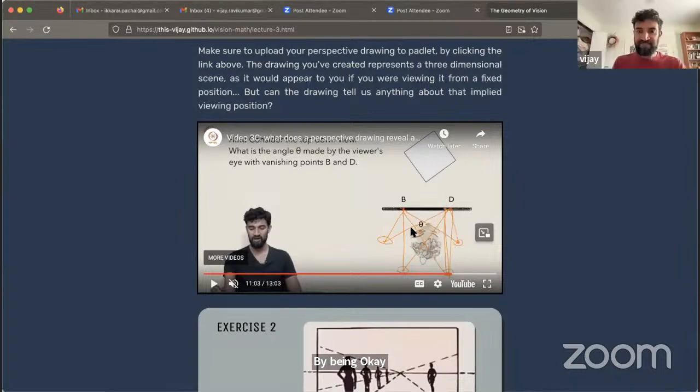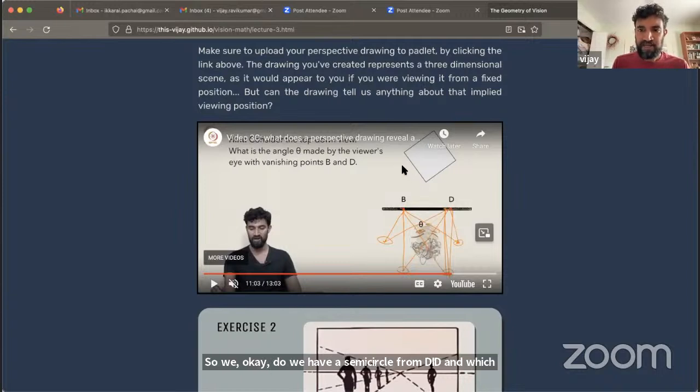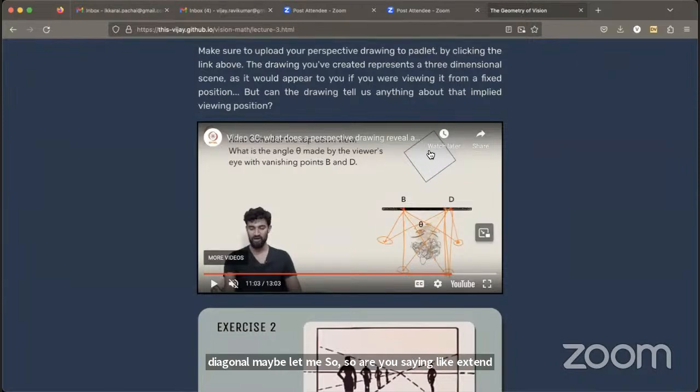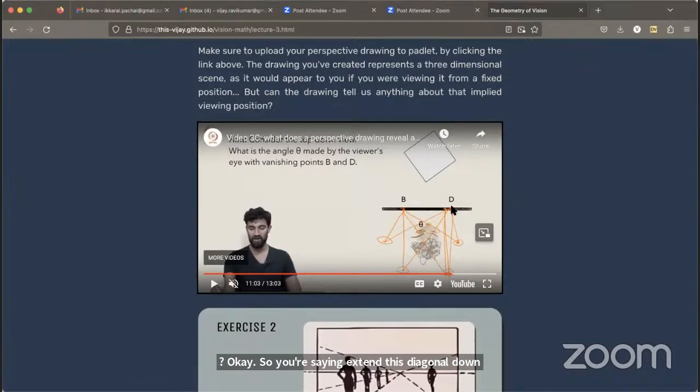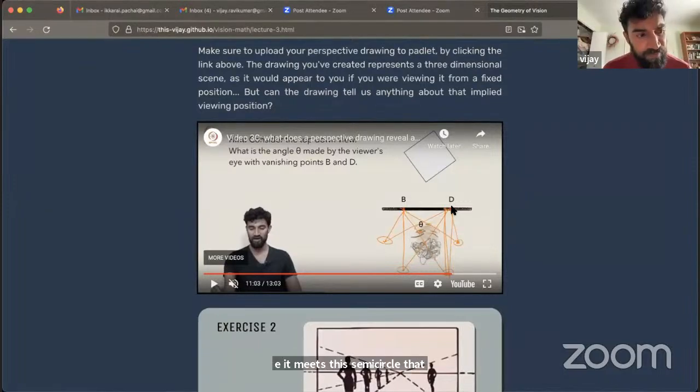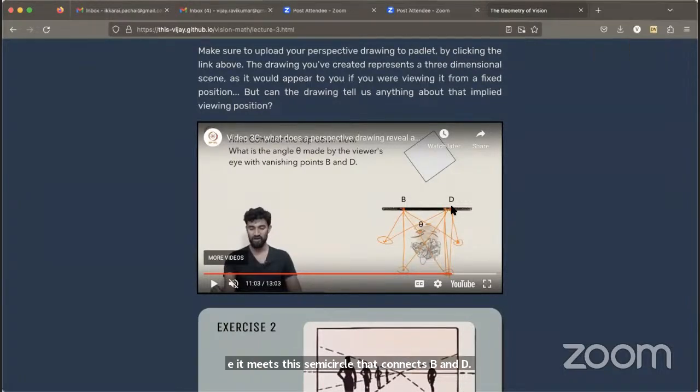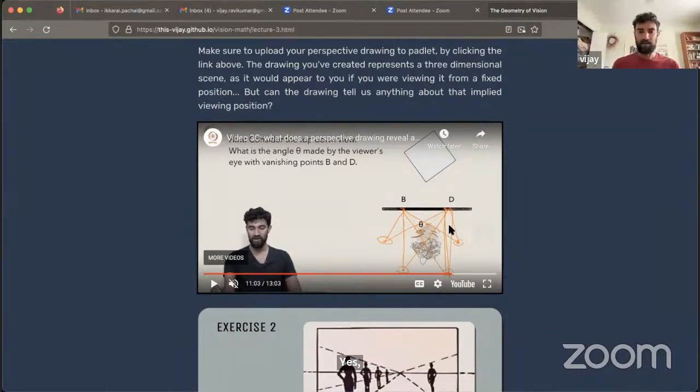So we have a semicircle from B and D, and which diagonal? Are you saying, for example, extend this diagonal down and see where it meets this semicircle that connects B and D? Yes. And from there we will draw a perpendicular to that original line. That will be the viewpoint.